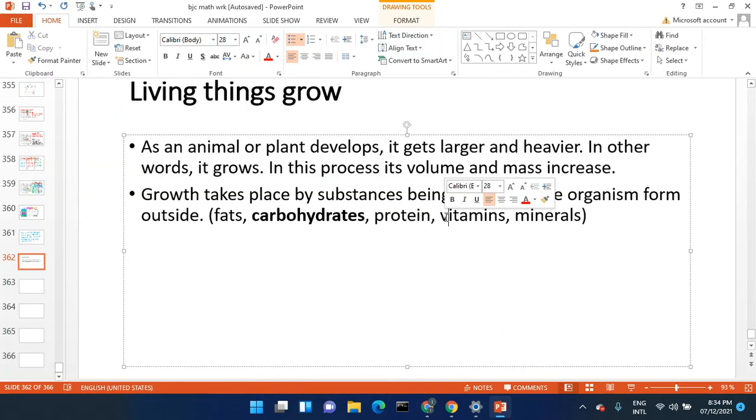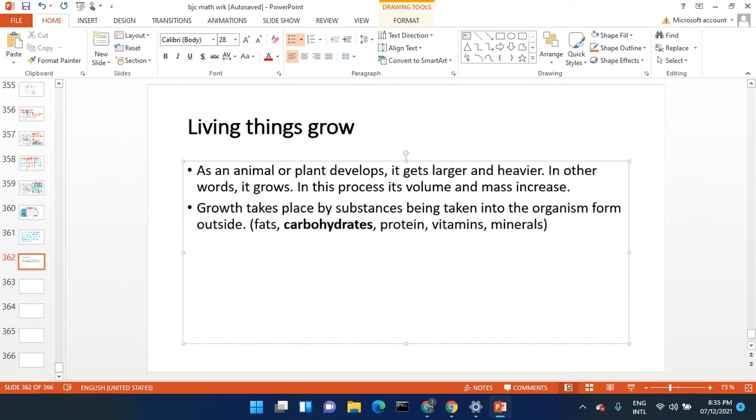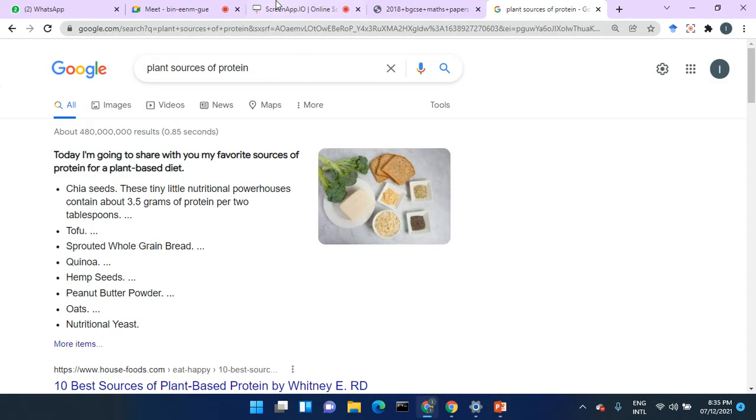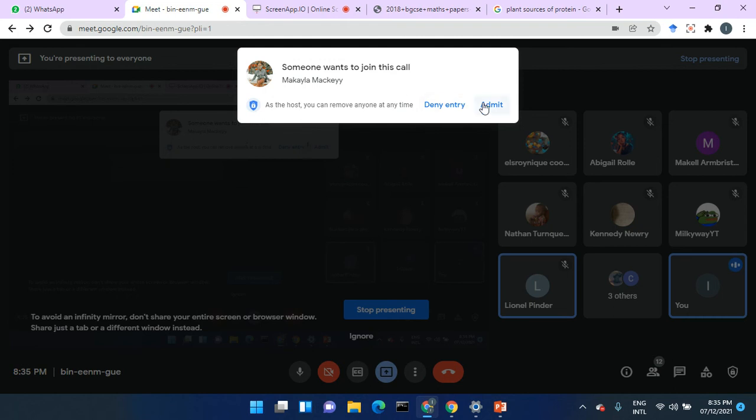Okay, vitamins and minerals. When we take these things in, the protein, the fats, the vitamins and minerals, our body is going to use it to grow. That's why it's important to eat, because if you don't eat, then you can't grow. That's just what it is. All right.